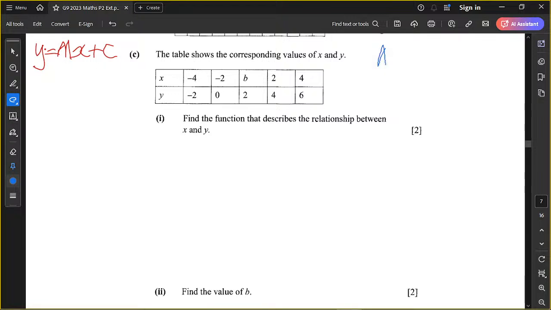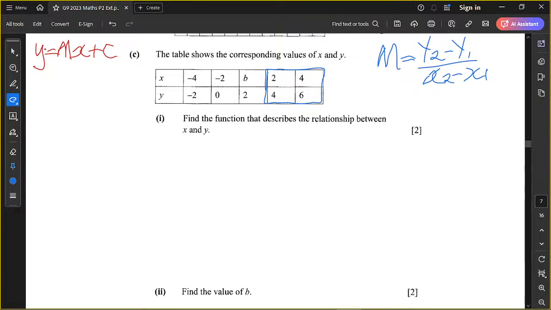To find the gradient, we use the formula: gradient equals y2 minus y1 over x2 minus x1. So let's use these, which are whole numbers. Please, in an exam, the essence of solving mathematics is not about making it difficult, it's simplifying. So please pick numbers that are simple to manipulate. Don't pick numbers that are difficult.